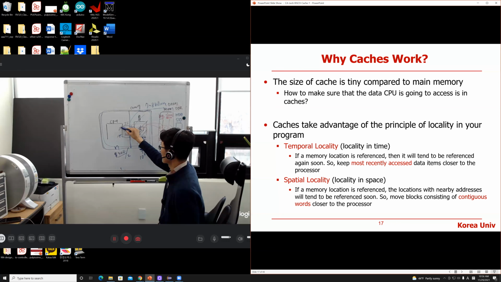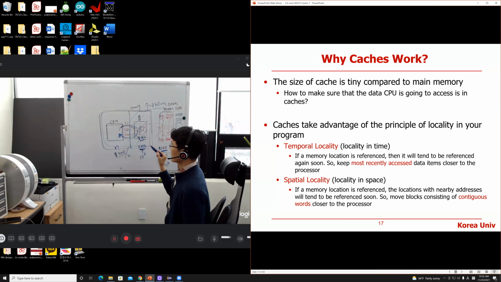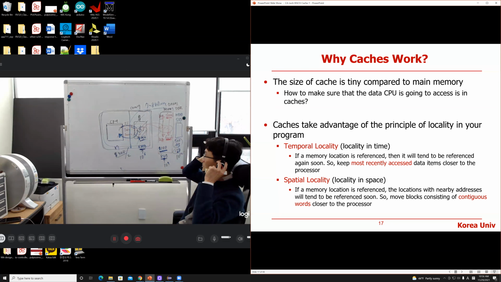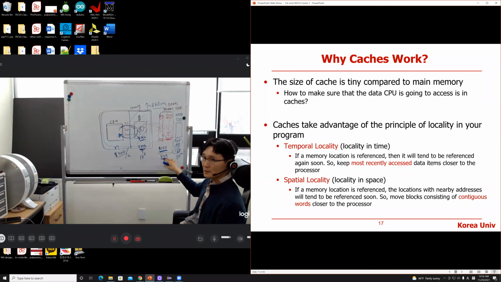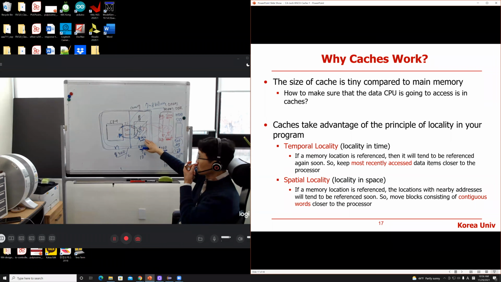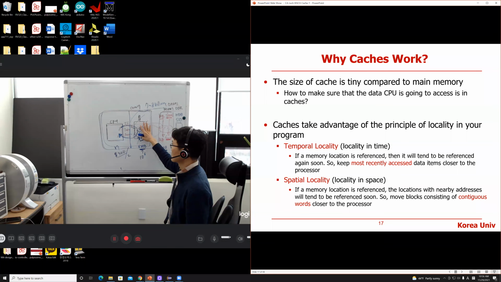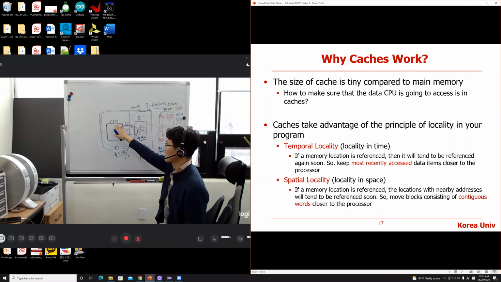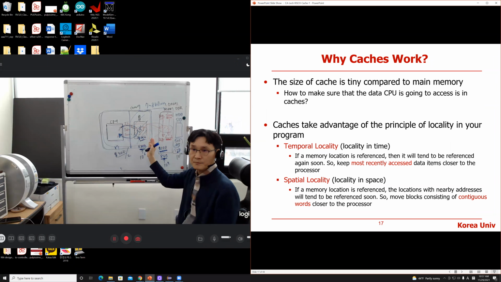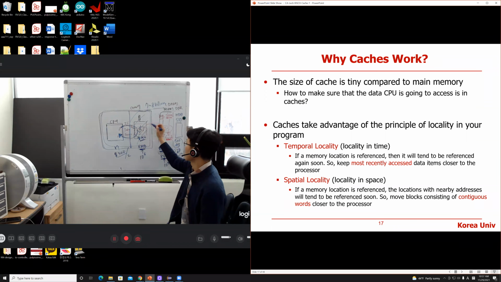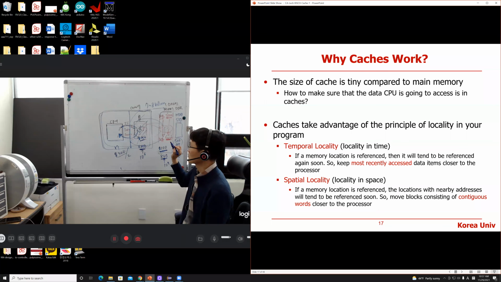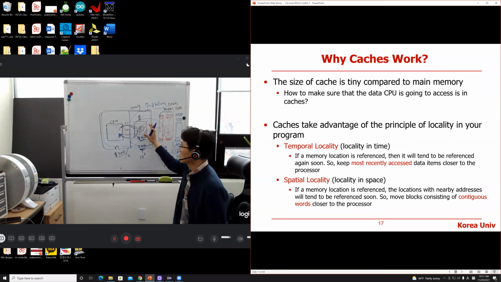This guy is able to provide instruction and data to CPU most of the time. Okay, let me repeat that. Even though cache is small, 8 megabyte, main memory 8 gigabyte, it's very small, but cache is able to provide the data or instruction CPU requested almost all the time. How come? So that means you don't have to access main memory most of the time. Cache will do that service.